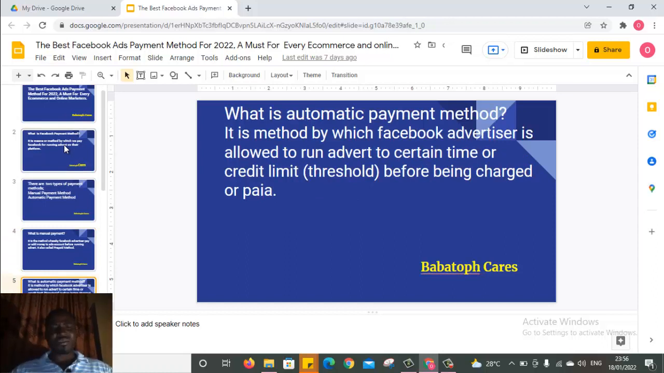We have another one. The second one is automatic payment method. What is automatic payment method? It is the method by which a Facebook advertiser is allowed to run adverts to a certain time or period or credit limit called threshold before being charged or paid. Yes, in this method you are allowed as an advertiser on Facebook to run adverts before you are charged.